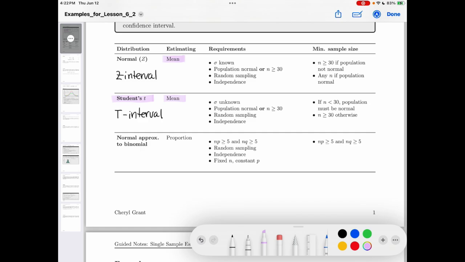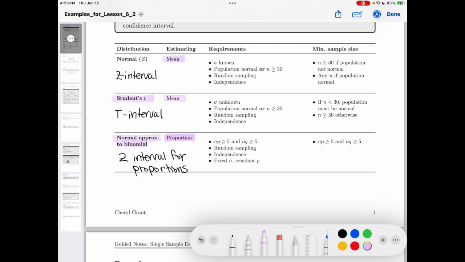And then the last one is called a z-interval for proportions. Now, this is when we use the normal distribution to approximate the binomial distribution. So we're going to be using the central limit theorem there. And this is when we want to estimate a population proportion.